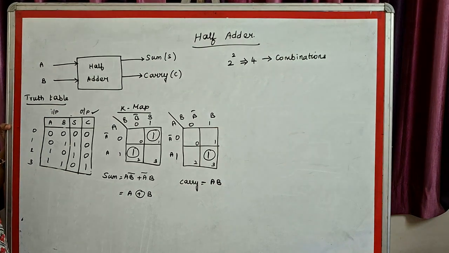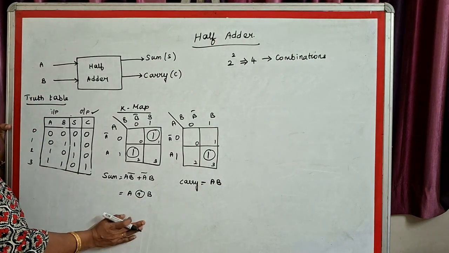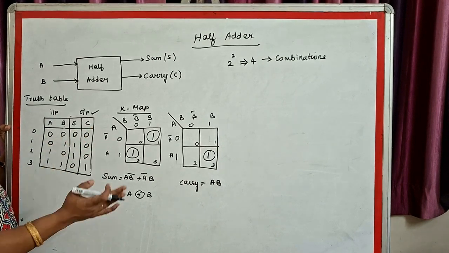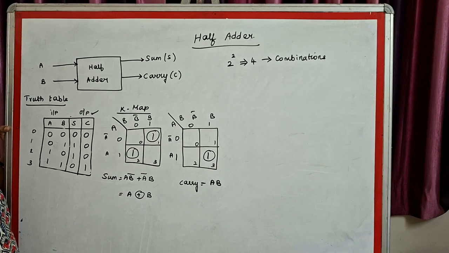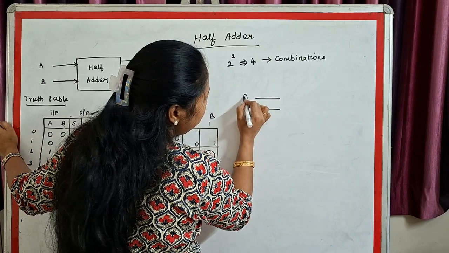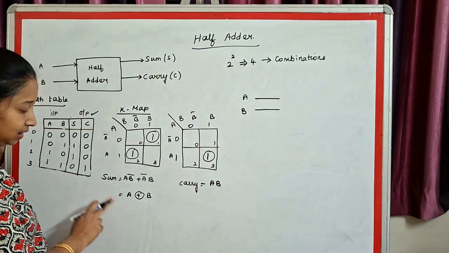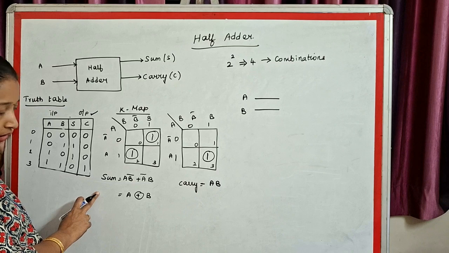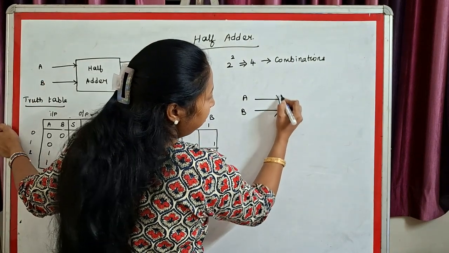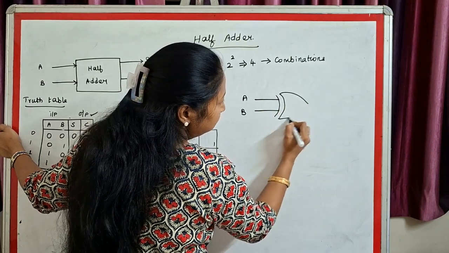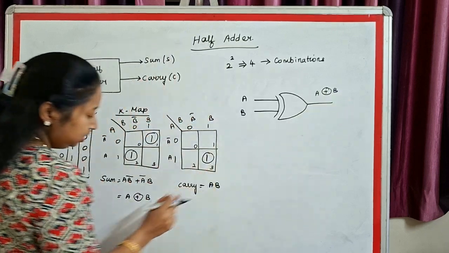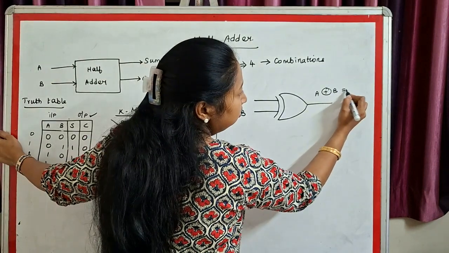Clear? Now, after finding the expression, what is your next step in the design procedure? You have to design the combinational logic circuit based on the logic gates. Now, design. How many inputs are there? You have got 2 inputs, A and B. Let's design the circuit for sum first. Sum, what gate is this? This is XOR gate. So, how do you draw the XOR gate? XOR gate will be drawn like this. Clear? What is the output of XOR gate? This is A XOR B, which is equal to the sum.